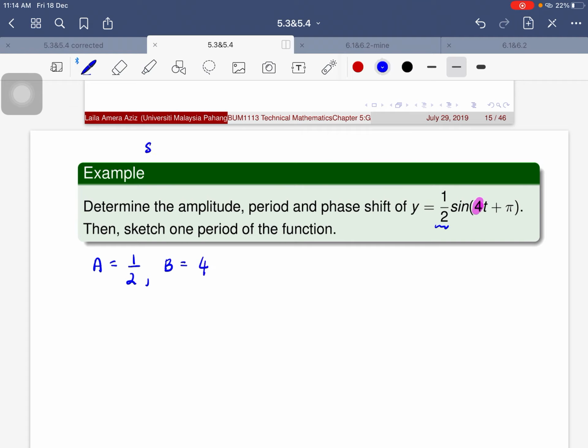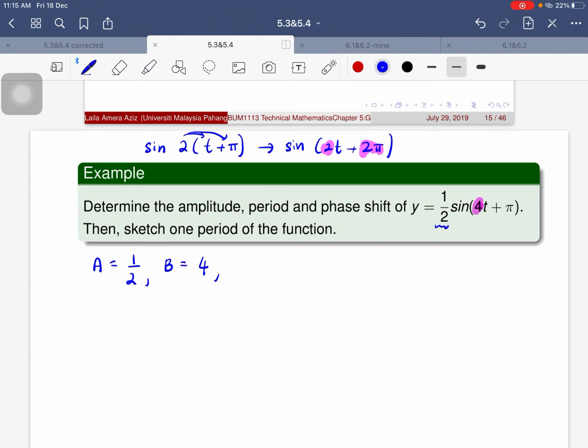I would also like to remind you, for example, if you have something like sine of t multiplied by the bracket t plus pi, before you determine the values of b and c, please expand the bracket first. So this becomes sine of 2t plus 2 pi. Only then do you identify that the value of b is 2, and the value of c is 2 pi.